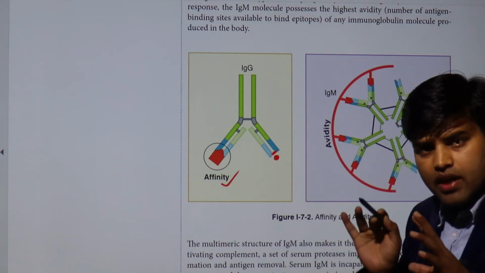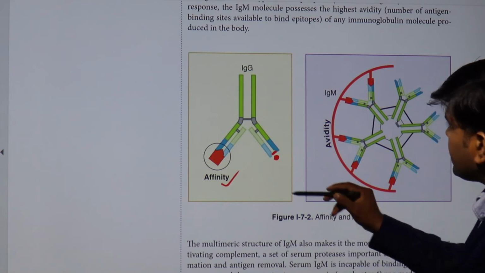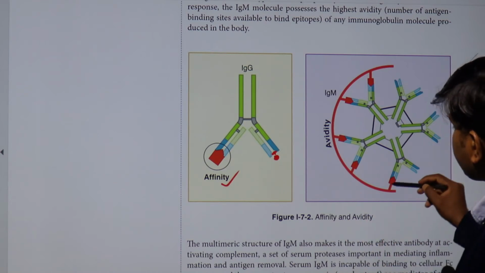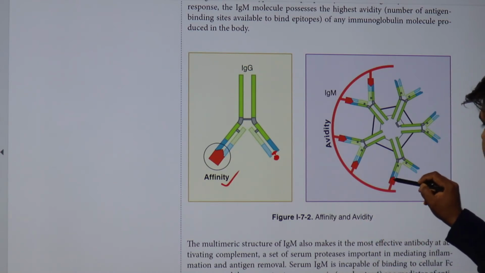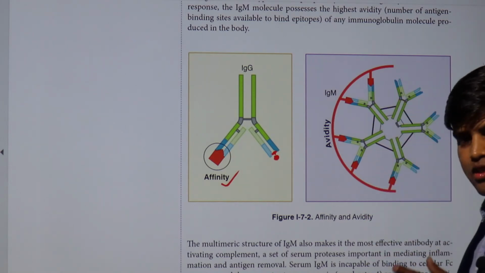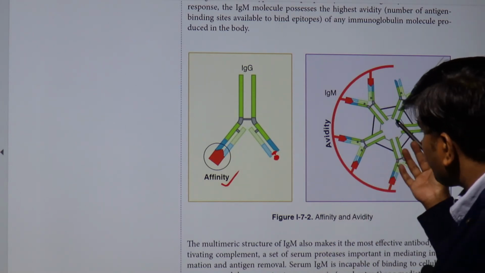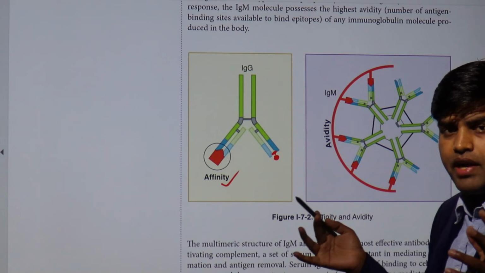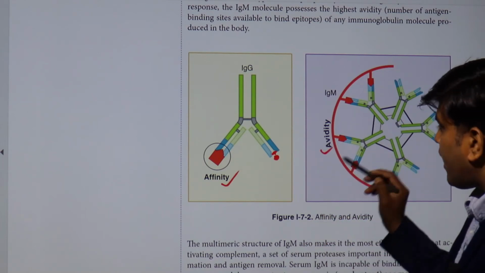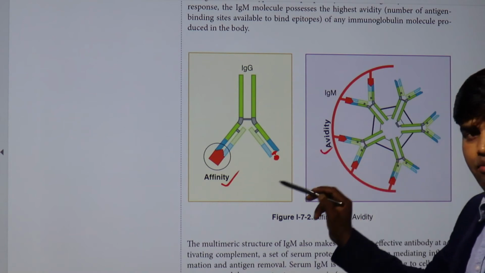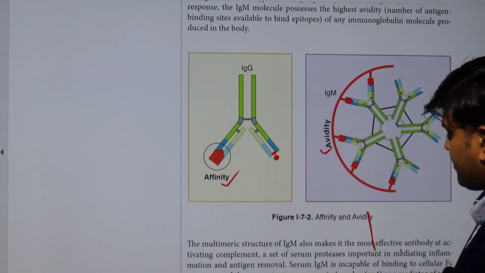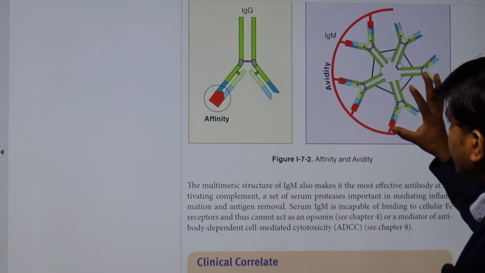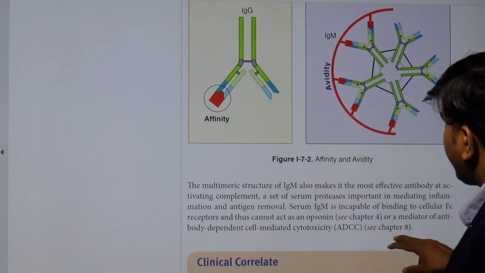So immunoglobulin M has less affinity, but the problem is that immunoglobulin G has only 2 binding sites, so its avidity is only 2, but in the case of immunoglobulin M, it actually has 10 binding sites. So more antigen can bind, and the total capability of binding antigen is called avidity. So the avidity is more in immunoglobulin M, but the affinity is more in immunoglobulin G, that you have to understand. So let's be clear: the affinity is more for immunoglobulin G, and the avidity, that is total binding capacity, is more in immunoglobulin M.